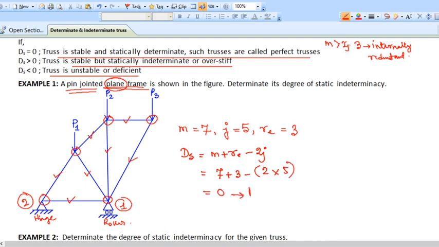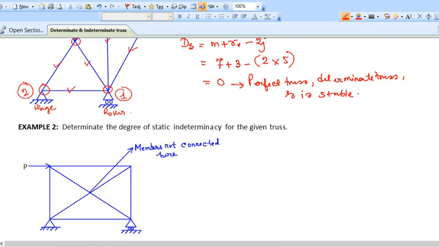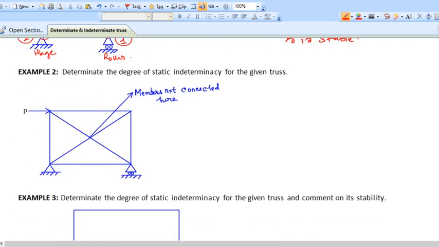So we can say it's a perfect truss, or we can say it's a determinate truss, and it is stable. Because we know that when Ds is equal to 0, the truss is stable and statically determinate, and also we can consider the truss as a perfect truss. Next, let us look at the next question.